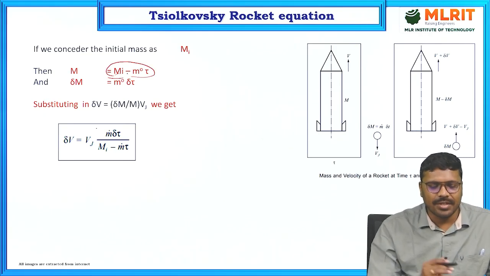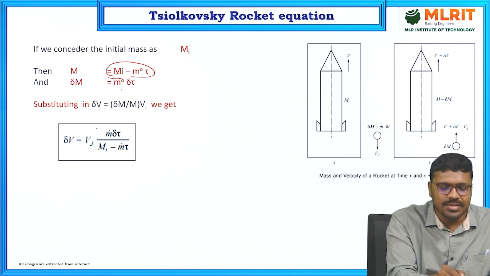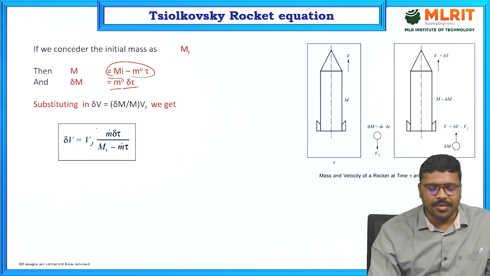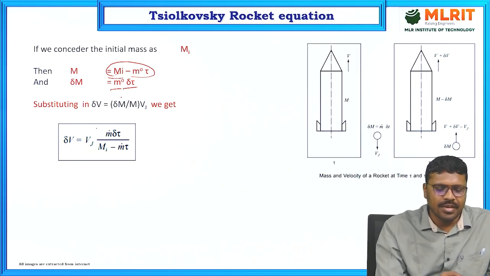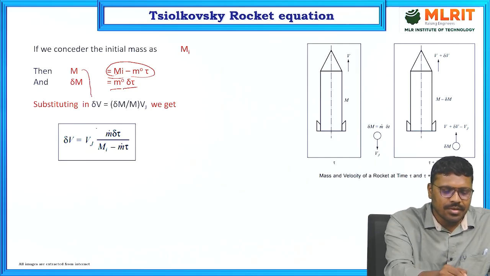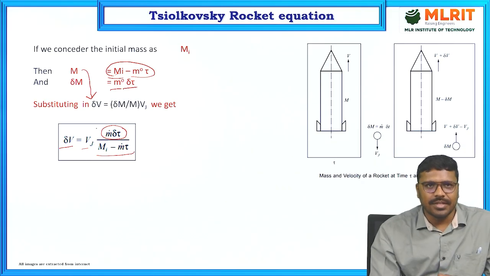And the mass of the propellant ejected during the duration of delta T is m dot into delta T. Now, I will substitute this here. Next, I will substitute this here. Then I will get the equation delta V is equal to Vj m dot delta T by mi minus m dot T.